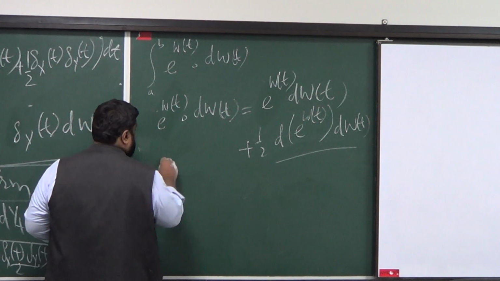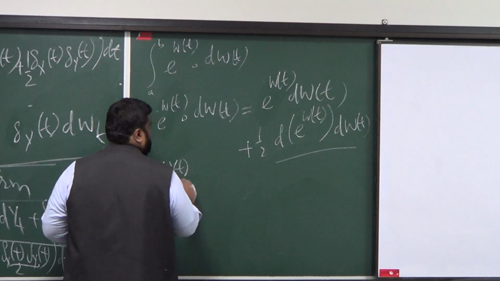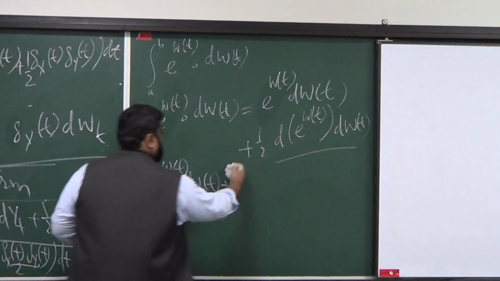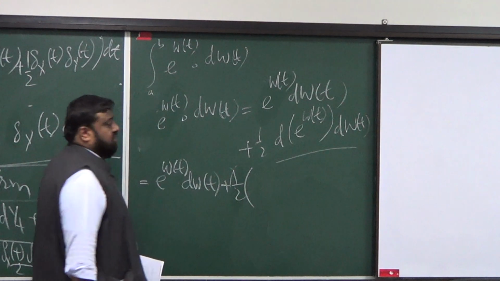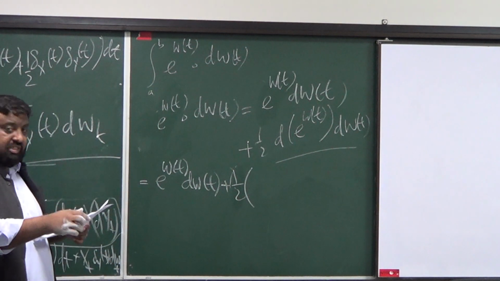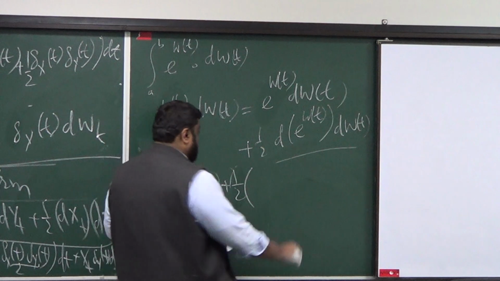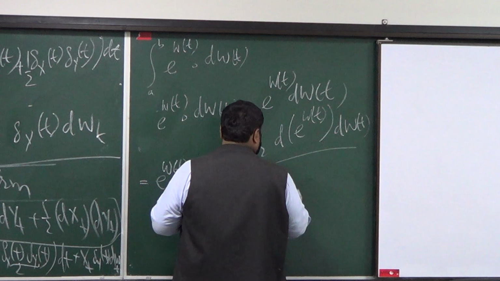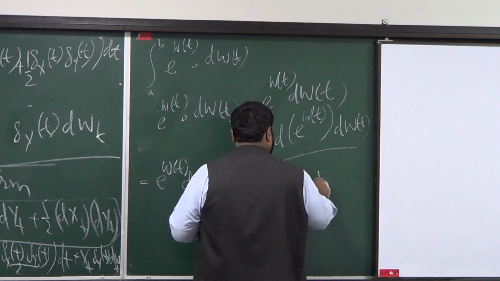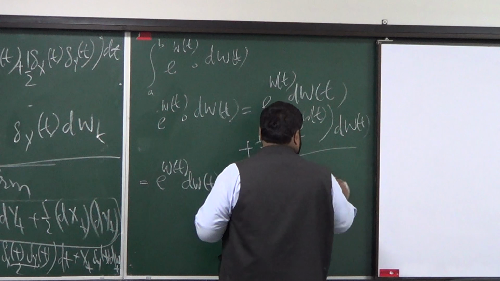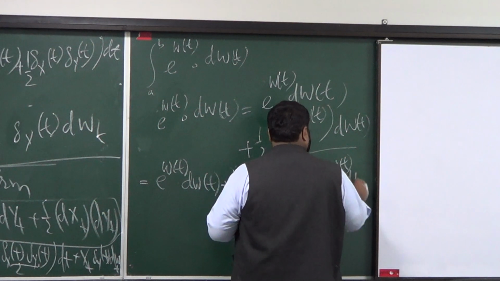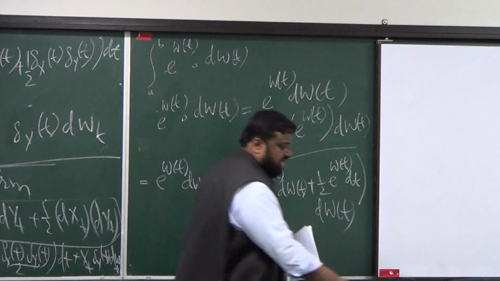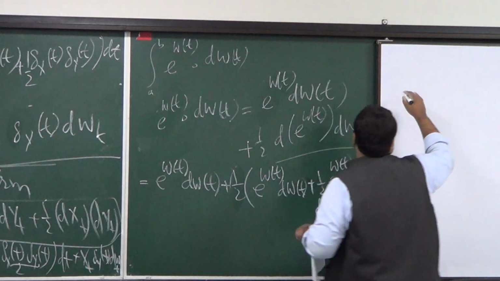So the expression is going to be e to the W_t dW_t plus 1/2 e to the W_t dt. You need to apply the simplest Ito lemma here, right? So what was the simplest version of Ito's lemma? Remember?